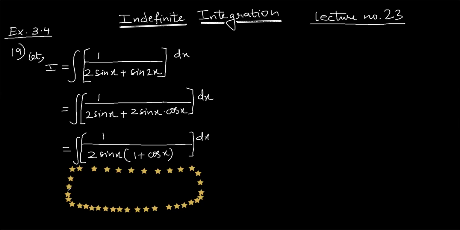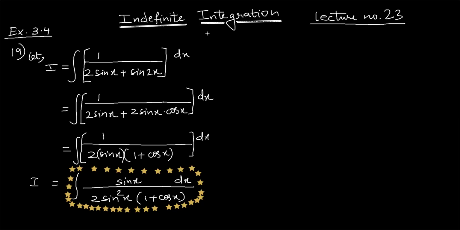Everybody watch it now. See, I equals the integral, and what I do is I multiply sin x up. It is sin x dx, the numerator is 1 dx, I multiply sin x up. Now, if I multiply sin x up, I will have to multiply sin x in the denominator as well. So it is 2 sin square x, and here I have 1 plus cos x.